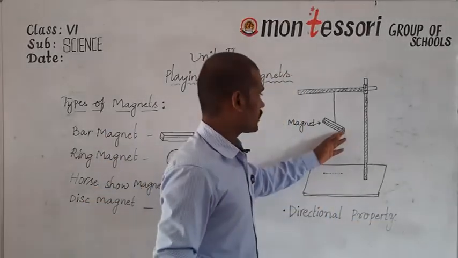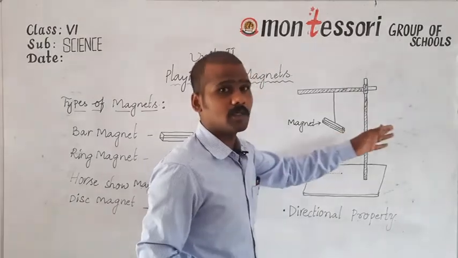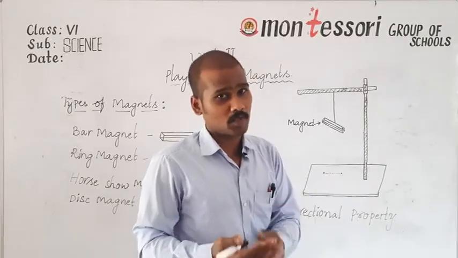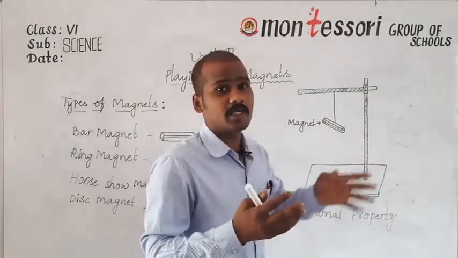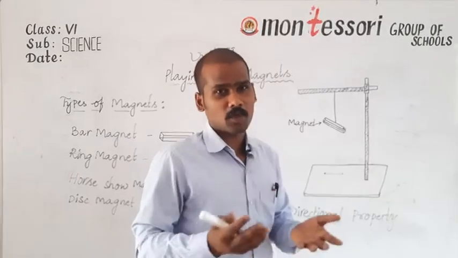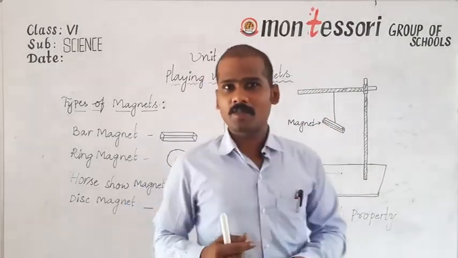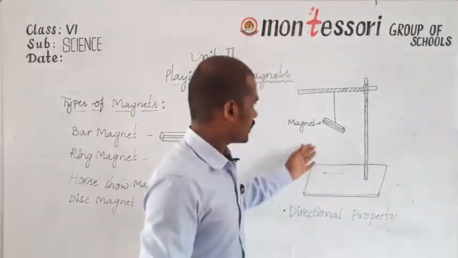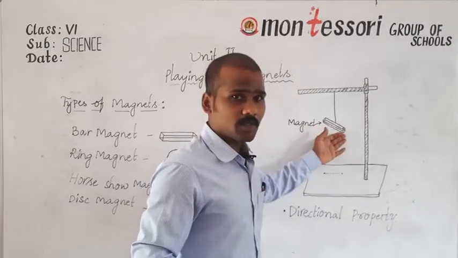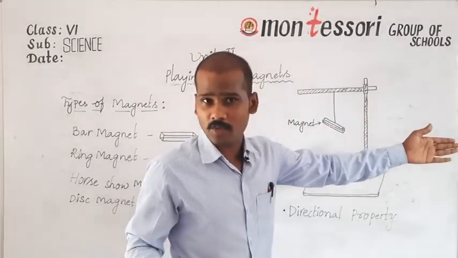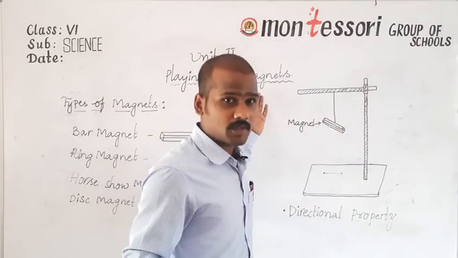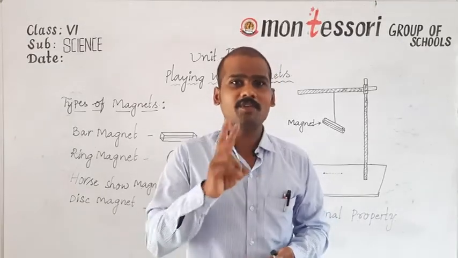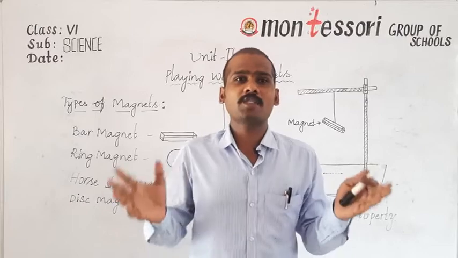Here, the end which shows the direction of north contains the north pole, and the end which shows the direction of south contains the south pole. Just now we discussed that a magnet contains two ends, and each end contains one pole. After this experiment, the end which shows north contains the north pole, and the end which shows south contains the south pole. So how many poles will a magnet have? It has two poles, north and south.